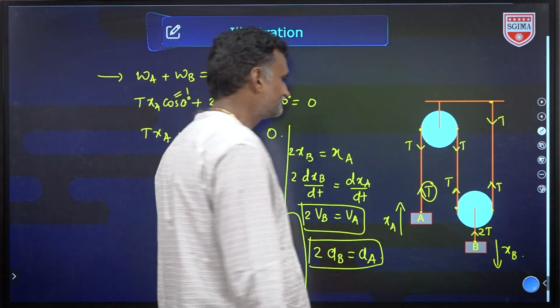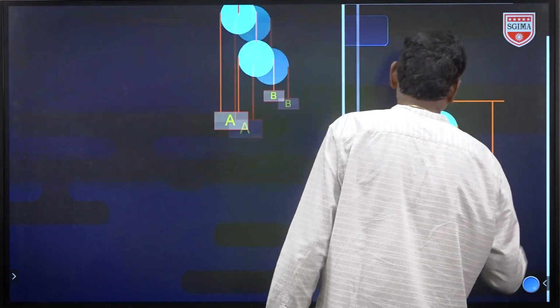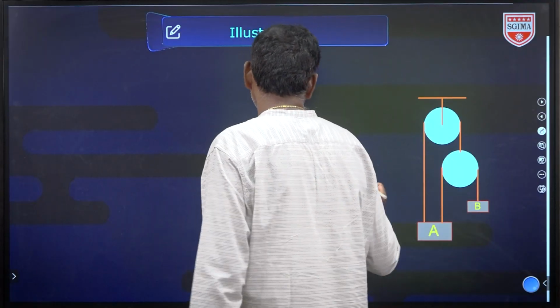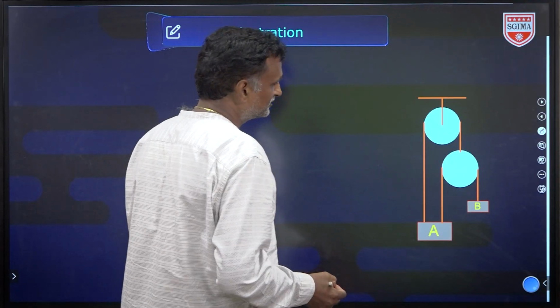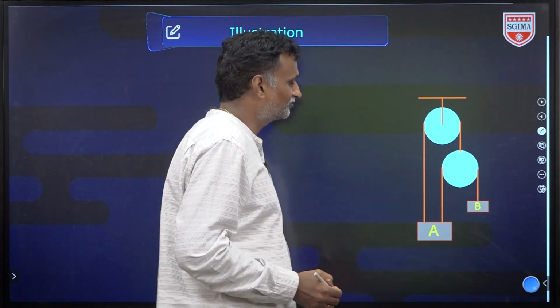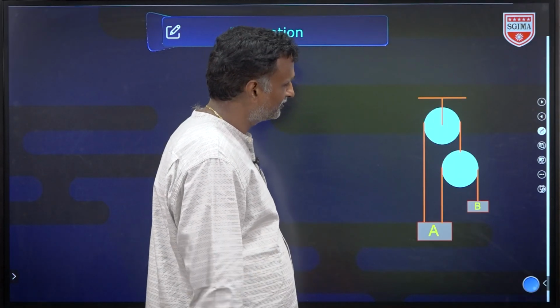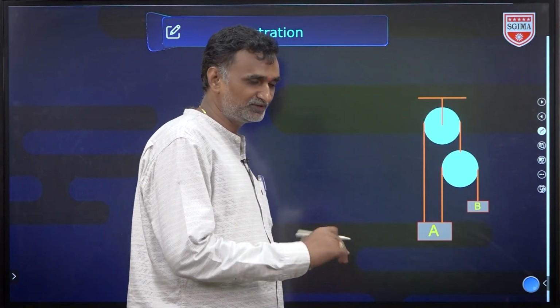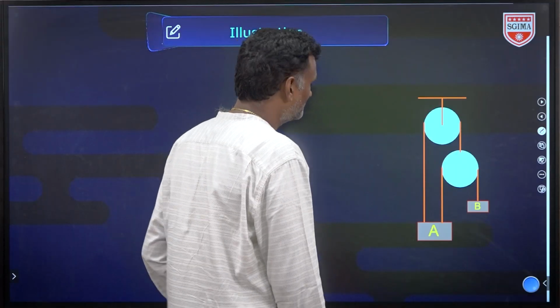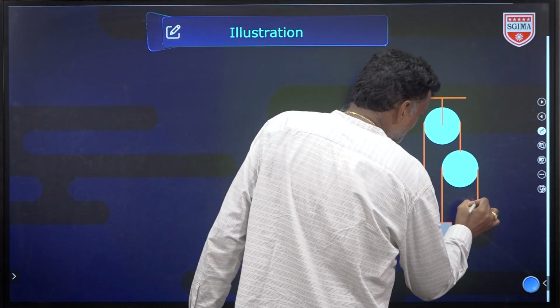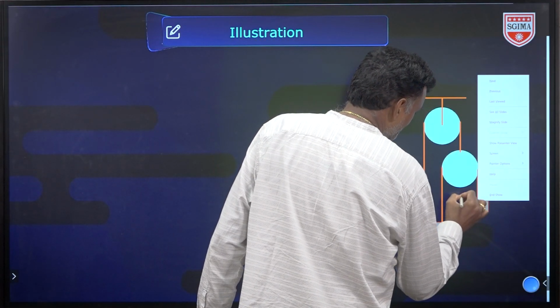Next, here is one more illustration. There are 2 blocks and the pulleys are connected in a different way, and we can solve it with the same method again. So, let us suppose, here is the tension starting point I am taking.